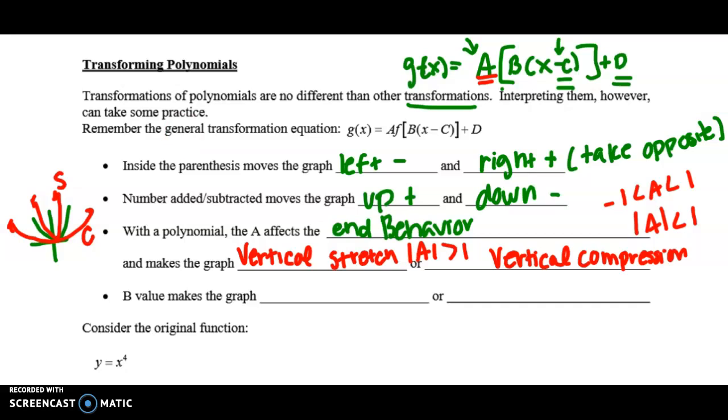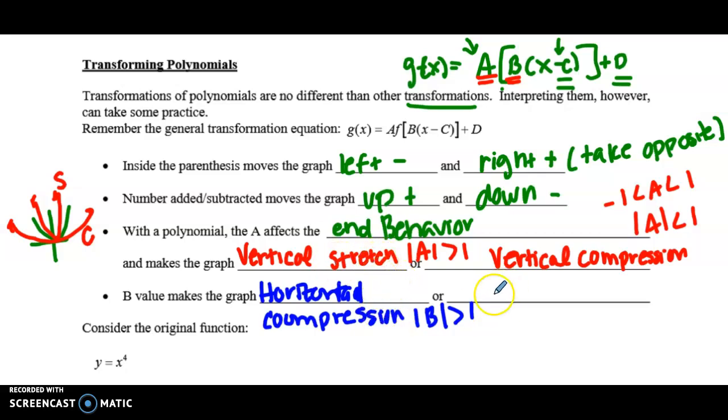So b, remember this b value right here, this is your horizontal stretch and your horizontal compression. And remember, it's just the opposite of your vertical stretch and your vertical compression, all right? So your value of b, you're going to have a horizontal compression, okay, if your absolute value of b is bigger than 1. So horizontal compression, it's the opposite, remember? So vertical stretch is the same as a horizontal compression, all right?